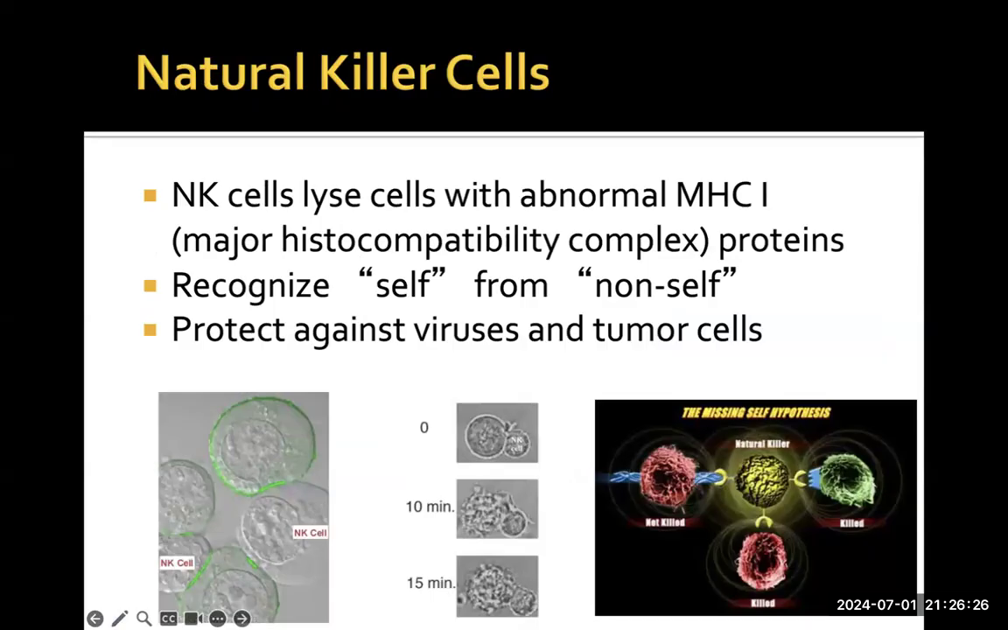Next is natural killer cells. Natural killer cells are going to be cells that lyse other cells with abnormal MHC1 proteins, which means they cause them to burst. They're going to help recognize self from non-self cells and protect against viruses and tumor cells.